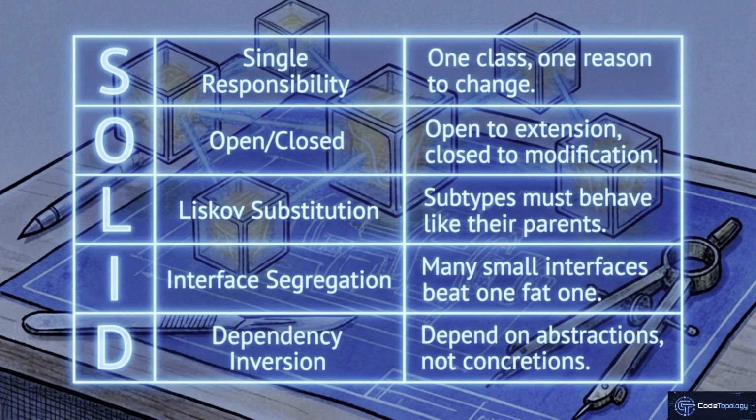Single responsibility. One class, one reason to change. Open-closed. Open to extension, closed to modification. Liskov substitution. Subtypes must behave like their parents. Interface segregation. Many small interfaces beat one fat one. And dependency inversion. Depend on abstractions, not concretions.